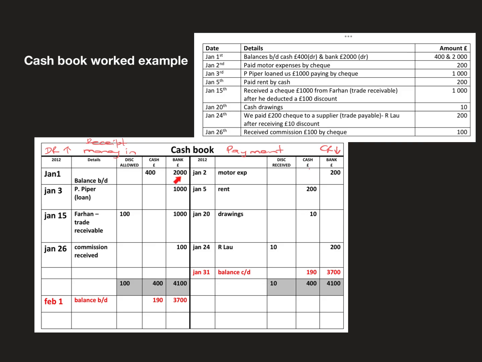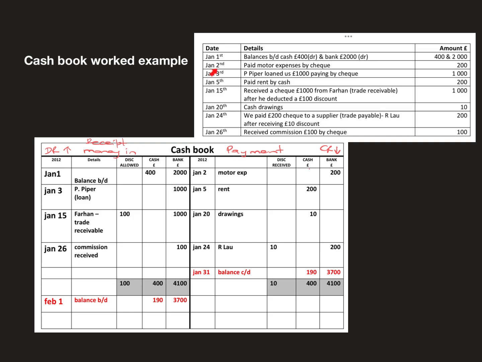Now, students sometimes ask, do I put the discounts, cash and bank in a particular order? There's no real particular order. You could have written cash, then bank, then discounts. You could have written bank, then cash, then discounts. You choose a style which you will remember. I tend to put my discounts first and then cash and bank. So we can see from January 1, the opening balances: balance brought down from the previous period, 400 in cash, 2,000 in the bank.